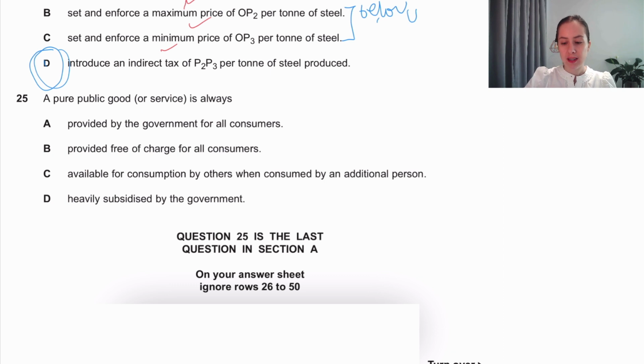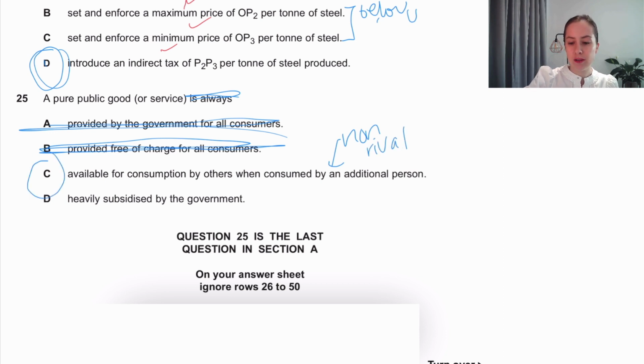A pure public good is non-rival and non-excludable. I'm looking for something like that, which it doesn't look like they've told me. Provided by the government for all consumers. It's not always, by the way. Governments can choose not to provide public goods. Provided free of charge for all consumers. Then not always. I mean, they're not always. Suppose you can try and sell them. Available for consumption by others. Yeah, this is the definition of non-rival. Public goods are always non-rival in addition to non-excludable.